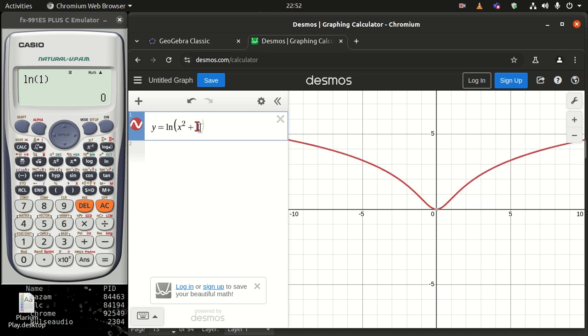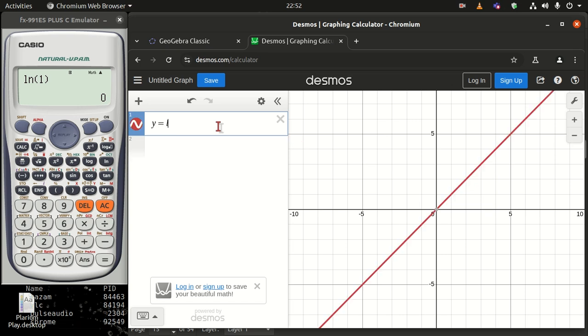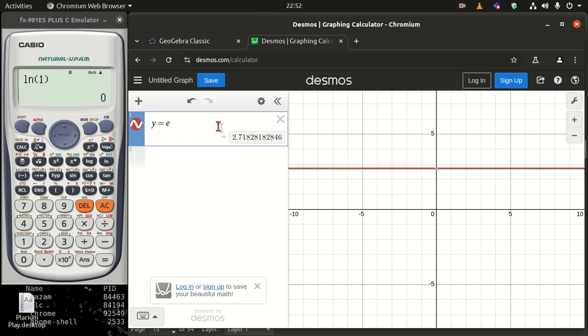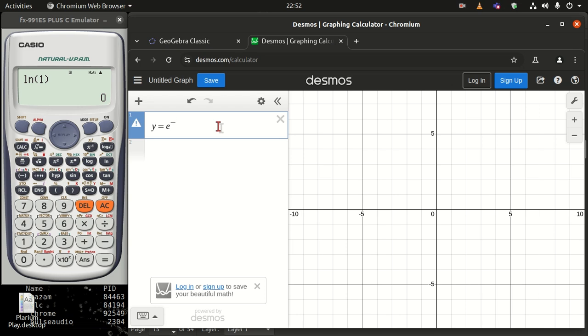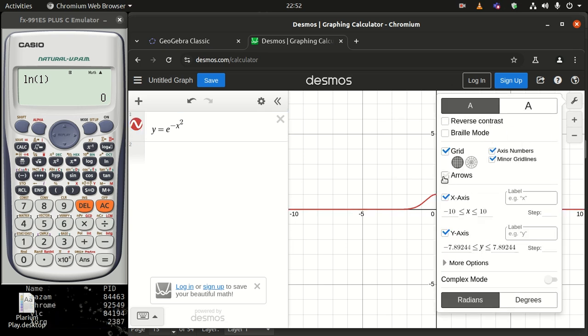This is also another software that we usually use, but the reason I am using it is that you can see it gives you that point exactly, a nice point. And if you look at the other function we had, I think it was e raised to minus x, and then that squared, you can see it also gives you that point nicely, and the other points too.